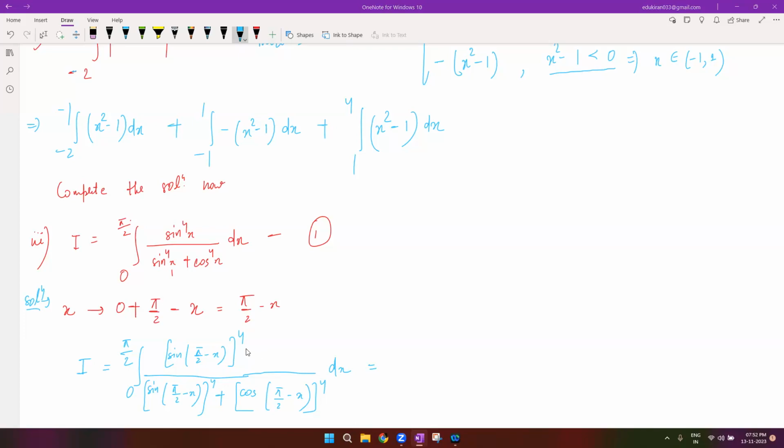Tharif, what is cos 90 minus x? cos 90 minus x. Sin x. Correct, Shaviz. Sin x, right? So we know what is sin 90 minus x. We also know what is cos 90 minus x. Let's write it properly. So sin 90 minus x is cos x. So this is nothing but cos to the power 4x divided by, this is again cos to the power 4x. And this is sin power 4x.